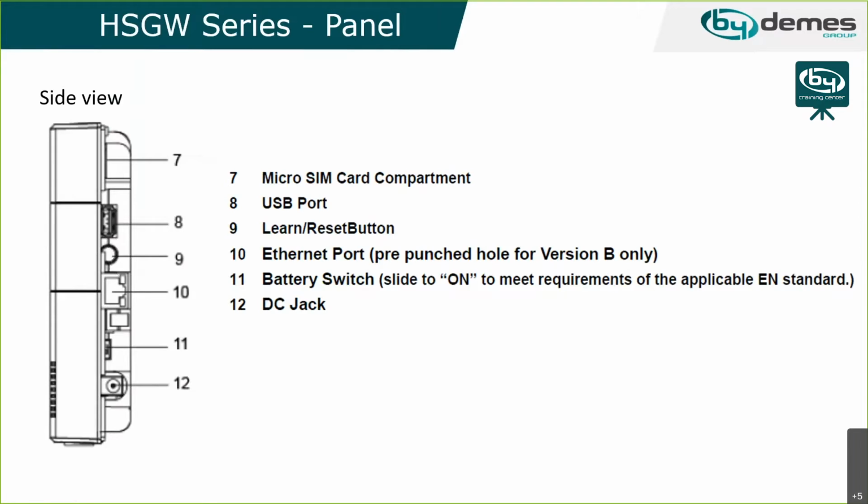We have an Ethernet port to connect it to the router. All the panels come in DHCP, so we don't need to configure any IP the first time. We just need to connect it to the router, and the IP is auto-assigned by the router. And here we have the switch to turn the battery on or off. And number 12 is the DC jack or the power input. Okay, the panel is powered by 12 volt DC, 2 amps.